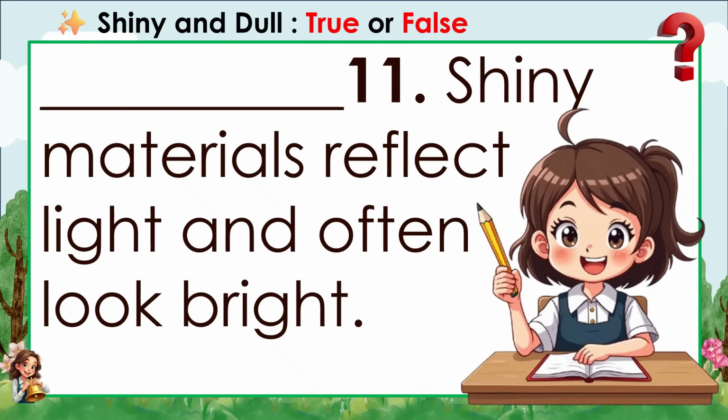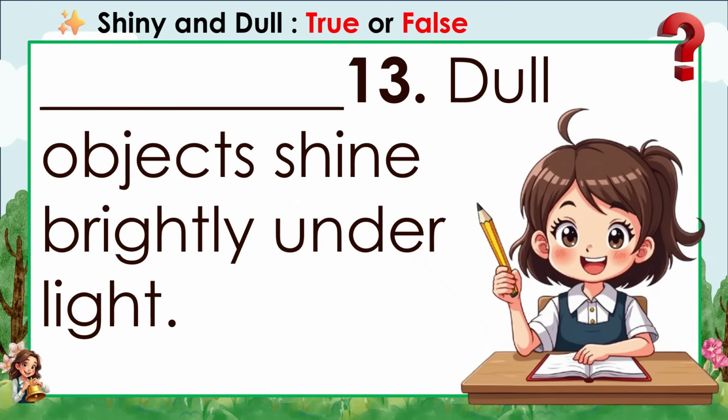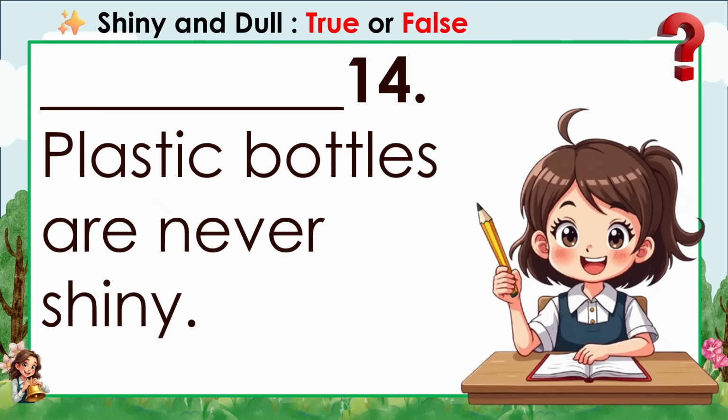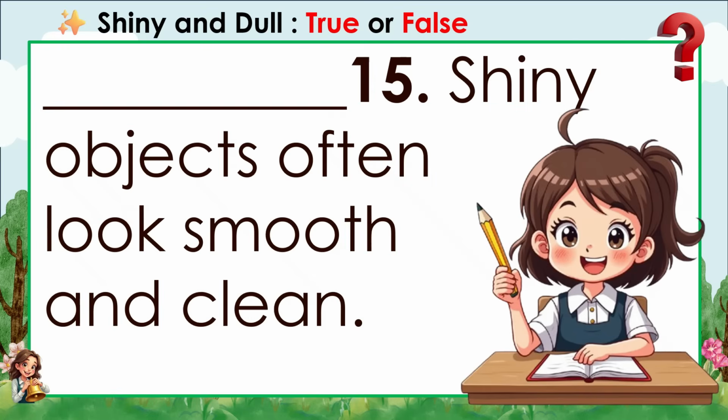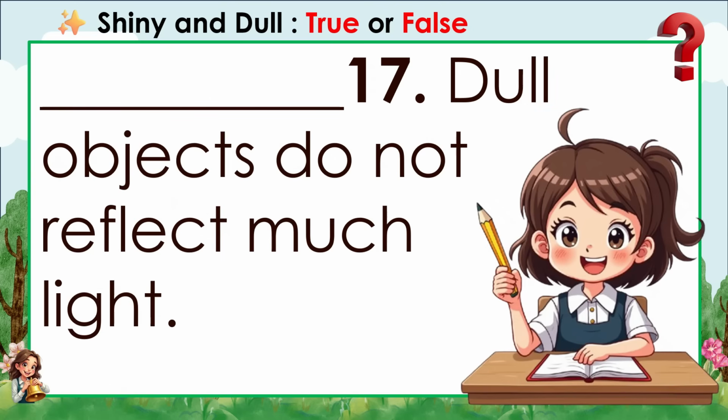True or false for shiny and dull? 11. Shiny materials reflect light and often look bright. True. 12. Paper is shiny. False. 13. Dull objects shine brightly under light. False. 14. Plastic bottles are never shiny. False. 15. Shiny objects often look smooth and clean. True. 16. Glass can be shiny if it's clean. True. 17. Dull objects do not reflect much light. True.